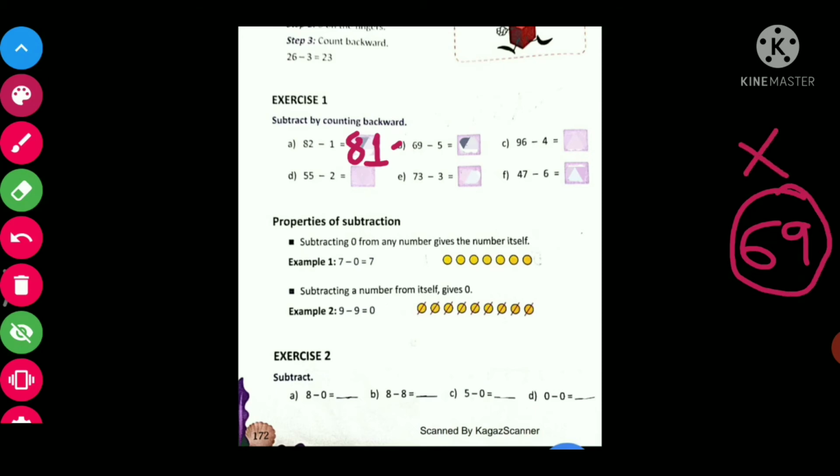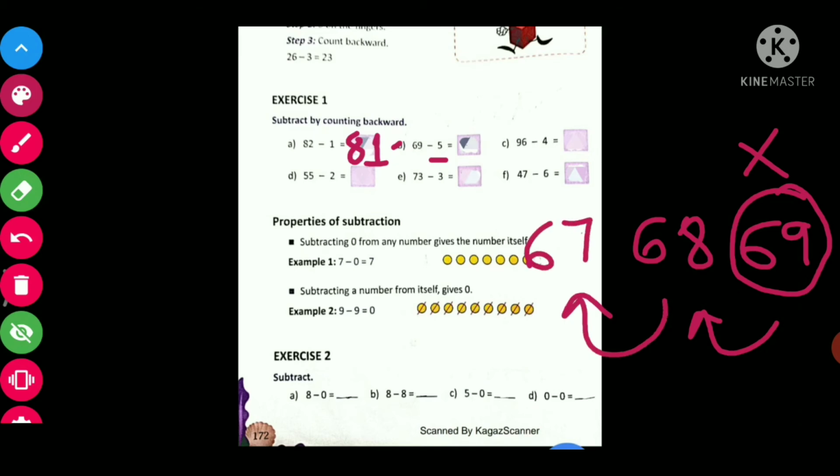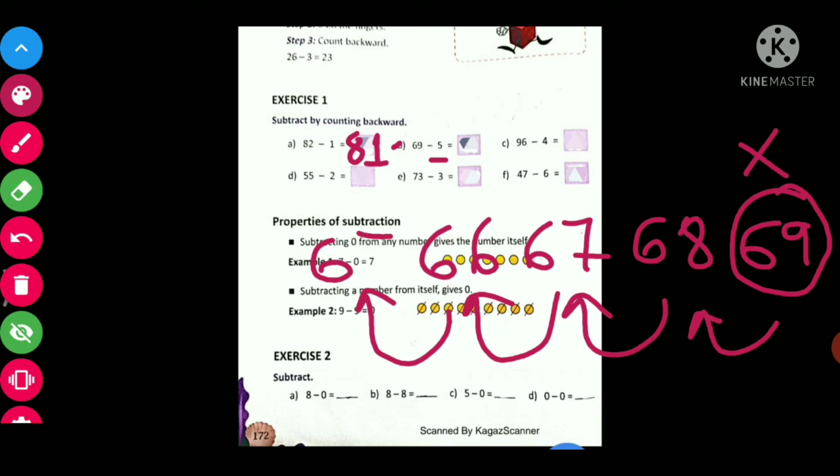Okay, now we have to move 5 steps back, because here 5 is there, right? So now we'll start 1 step. The number that is placed before 69, it will be 68. The number that is placed before 68, it will be 67. The number that is placed before 67, it will be 66.